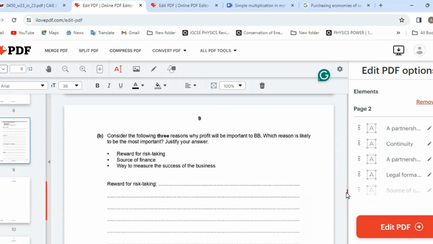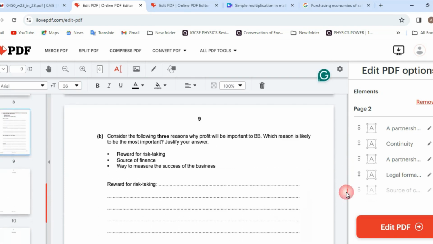Okay, we have question 4B. Now, consider the following three reasons, that is the one that is listed here, why profit will be important to BB. Which reason is likely to be most important? Is profit a reward for risk taking? Is it a source of finance? Is it a way to measure the success of the business?